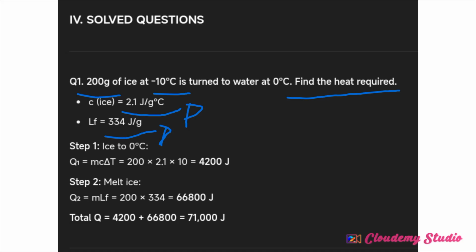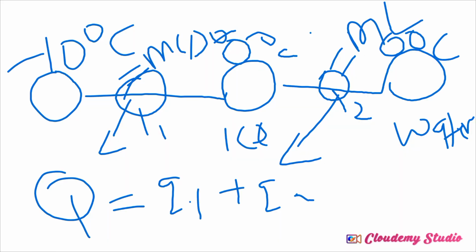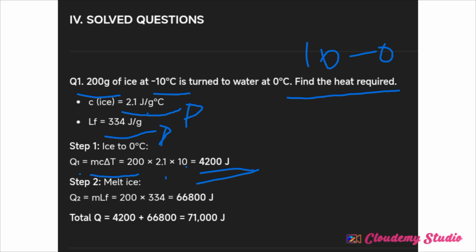I already told you the first one, Q1 is what? Q is equal to mc change theta. That's m, 200 grams. C is 2.1. Change theta is 10 minus 0. Happy now? That's 4,200 joules. Does that make sense? The second one is to melt the ice. I already told you that Q2 is mL. So basically that's what we did here. m is 200 times L, the latent heat of fusion.